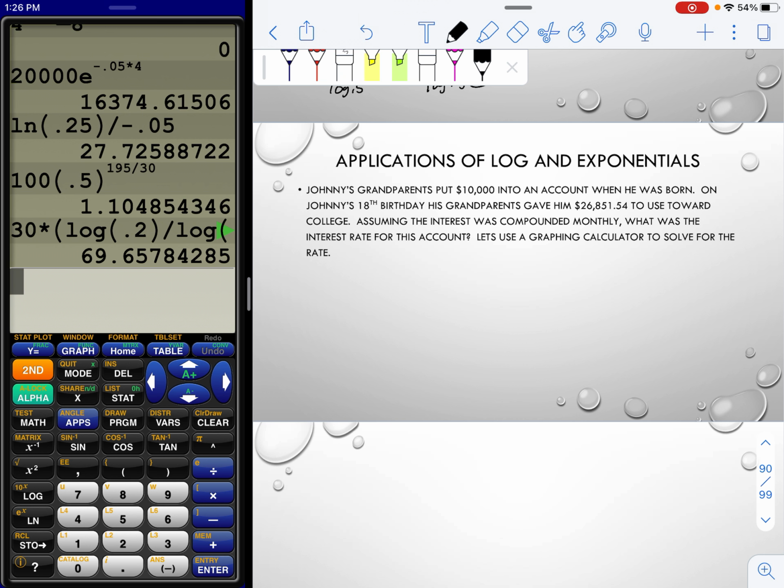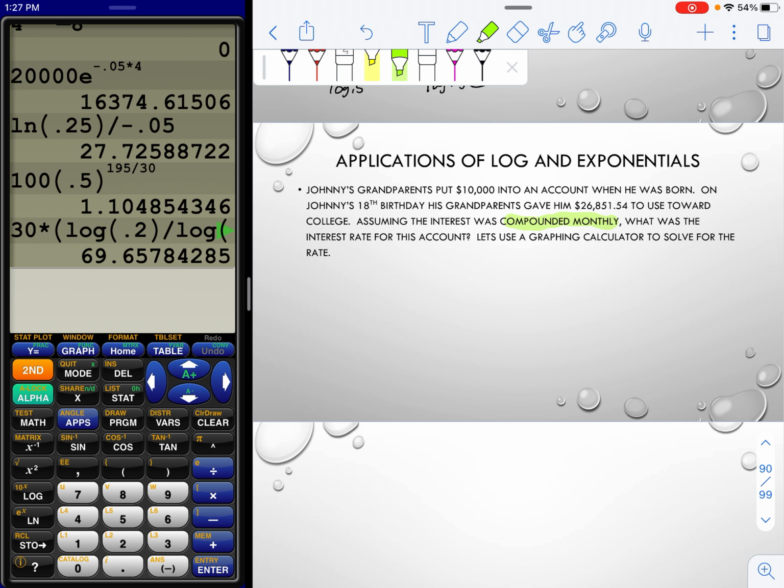Okay, so Johnny's grandparents put 10 grand into an account when he was born. On Johnny's 18th birthday, his grandparents gave him $26,851.54 to use towards college or whatever. Assuming the interest was compounded monthly, what was the interest rate for the account?